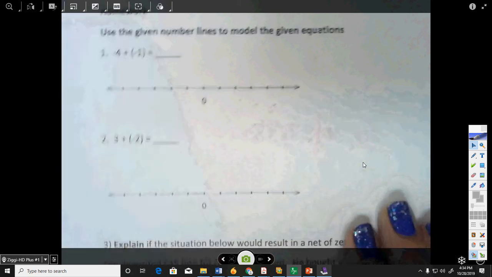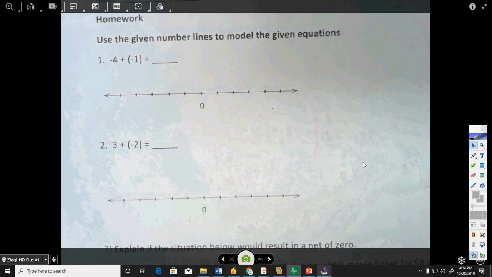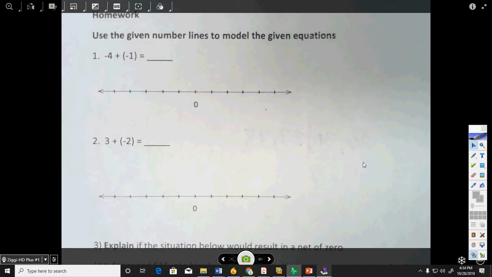Everybody, I just wanted to do a really quick video on adding and subtracting integers, which is what the homework is on tonight. In class, we've learned several ways to add integers. One of those is with a number line.